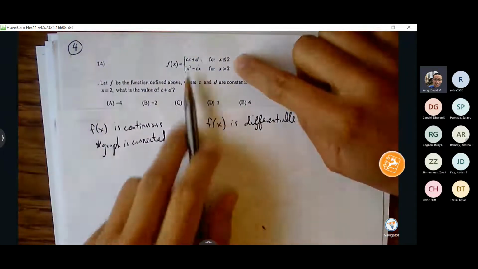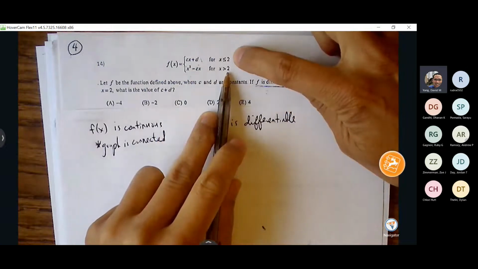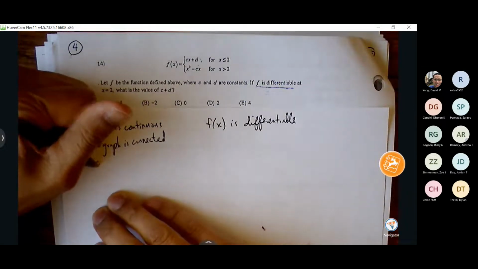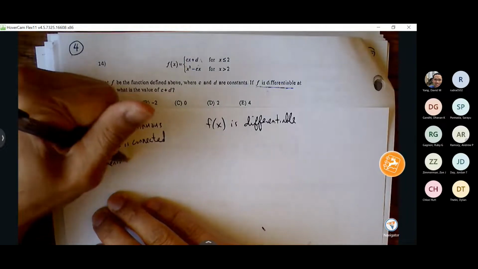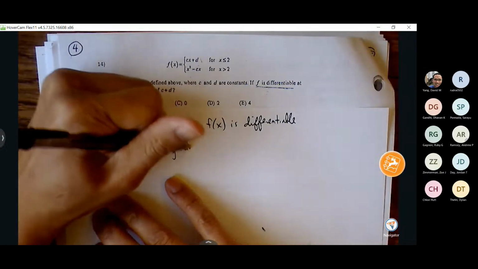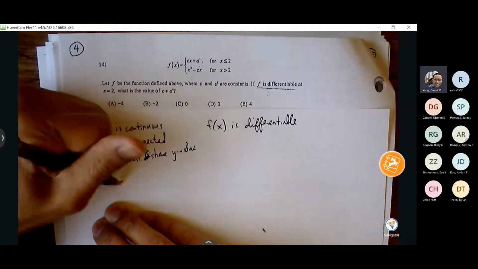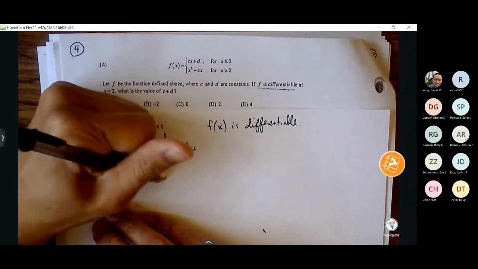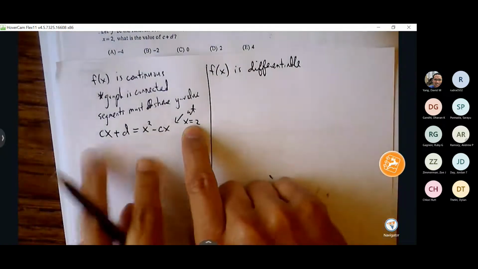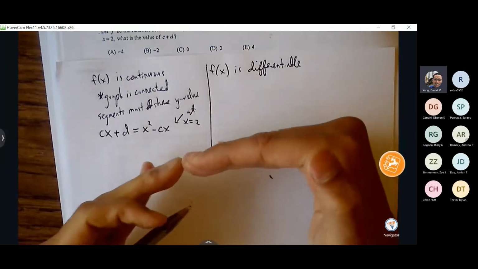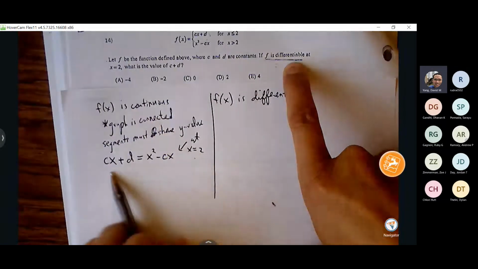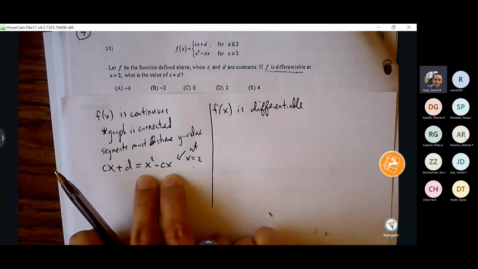And if my graph is connected, that means these two segments must share the same y value at 2. So we can set the two expressions equal to each other at x equals 2. Right, we know that these two graphs must meet at the same point at x equals 2 in order for it to be differentiable, which must mean it must be continuous. Okay, so that's one equation that's going to help us at least build something.